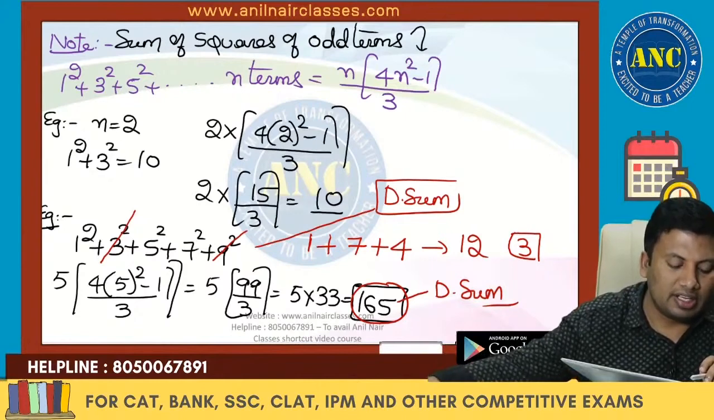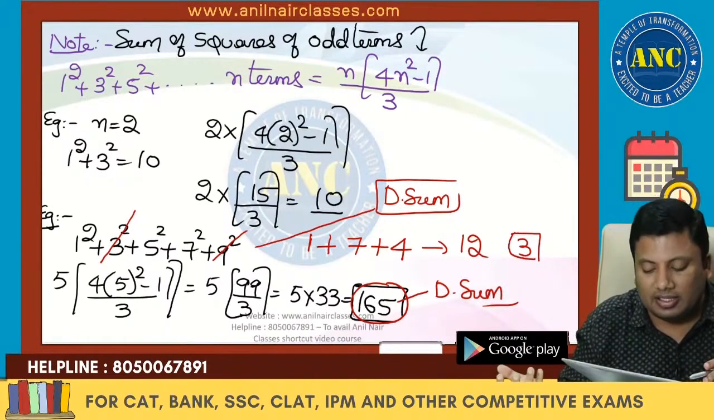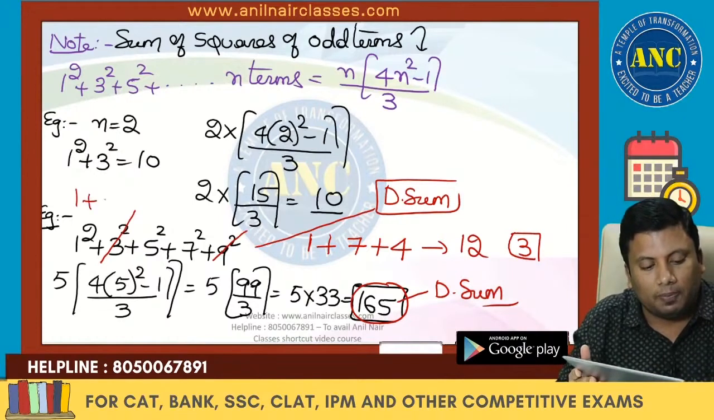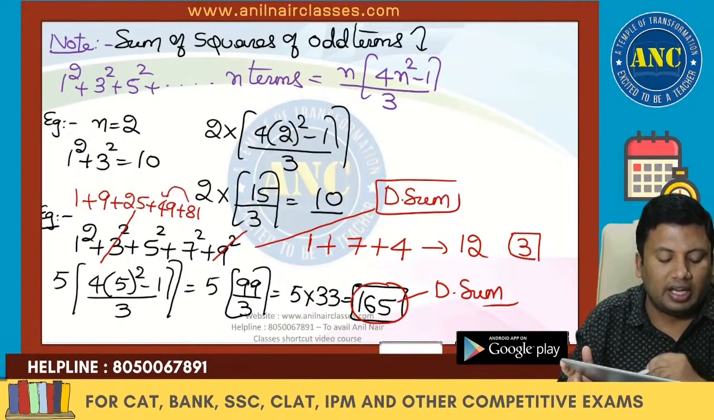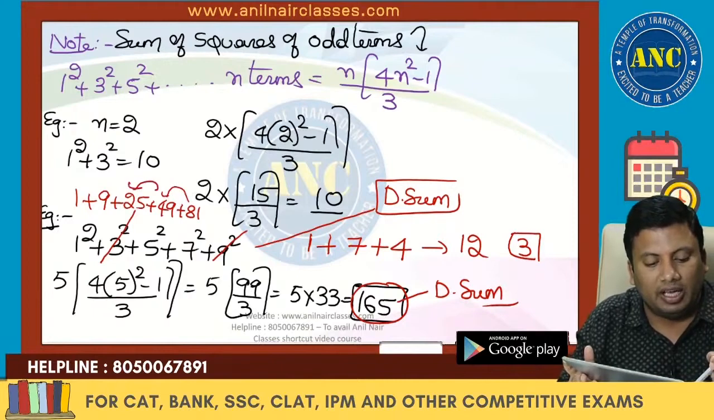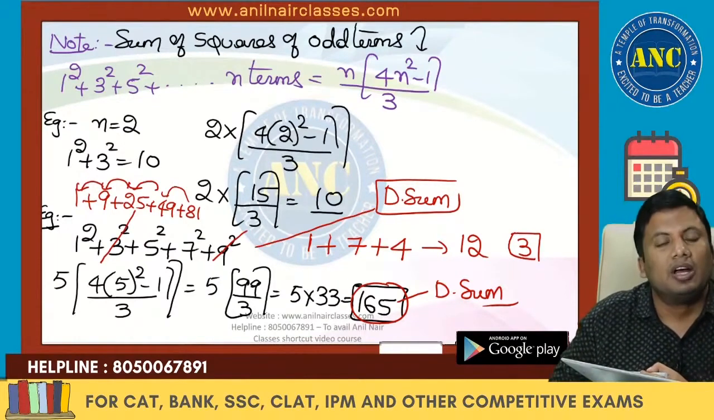1 square is 1, 3 square is 9. You can either keep 9, the answer will not change. 1 plus 9 plus 25 plus 49 plus 81. 81 plus 49 is 130, 155, 164, 165. That also will give you the digital sum 3.